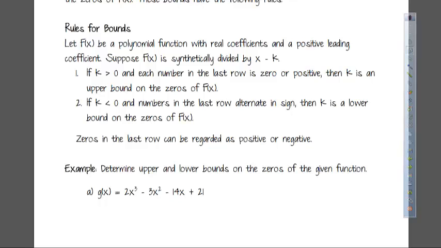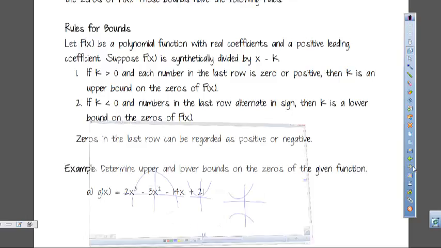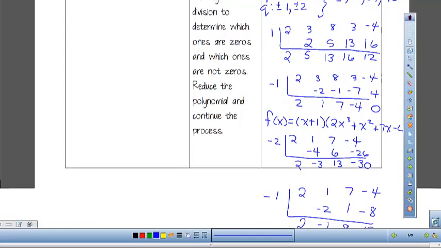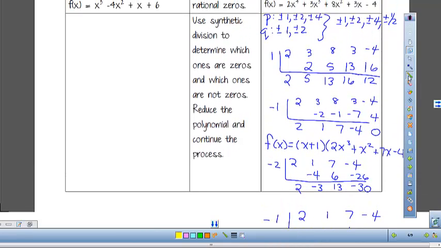And we saw that in the earlier example. If k is less than 0 and the numbers in the last row alternate in sign, then k is a lower bound on the zeros of f of x. We also saw that in the example. We'll just look back here real quickly at it. Was it this example? Yeah, right here. Right here we had a situation where we had all positive values. The k value that we put in was positive, so this is an indication of an upper bound. And then down here we saw where it was alternating, and we had to have a negative value here. So with the alternating, we could say that that was a lower bound.